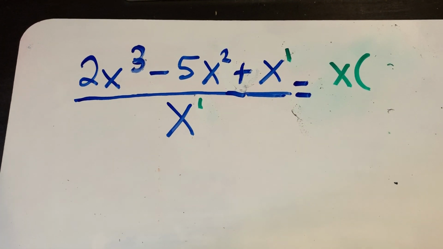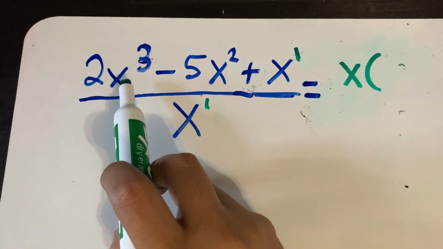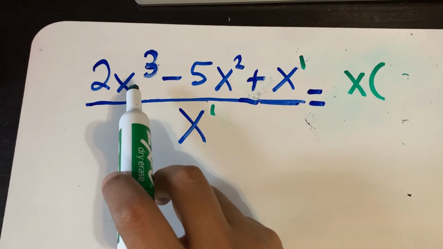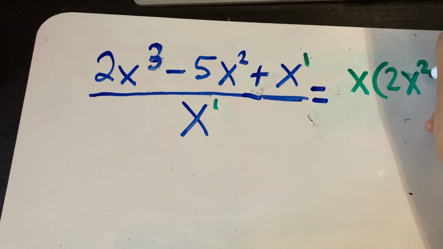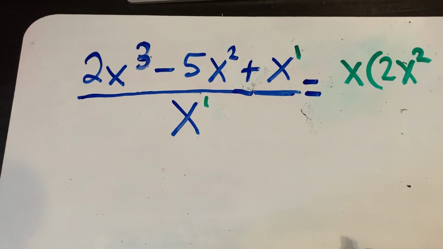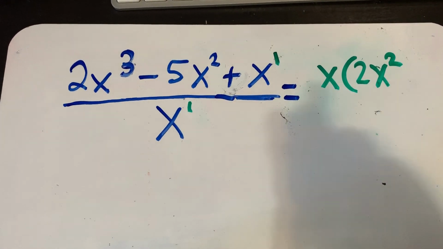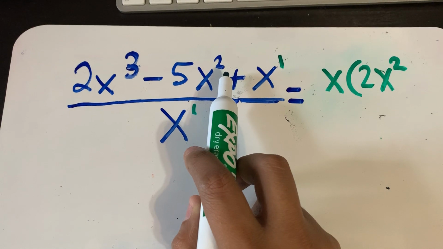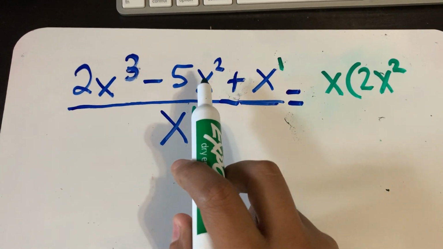So if you take the first term, 2x to the third, and I divide out, or I factor out 1x, I'm left with 2 times x to the second power, because the third x was divided out. Now, if we look at the second term, negative 5x squared, if I divide one of the two x's, I'm left with negative 5 and 1x.